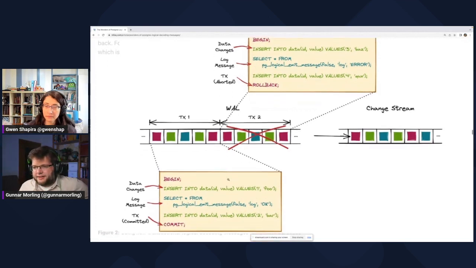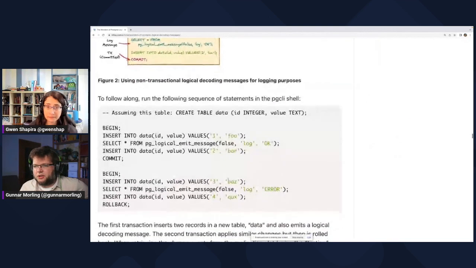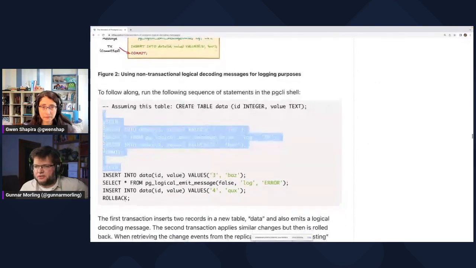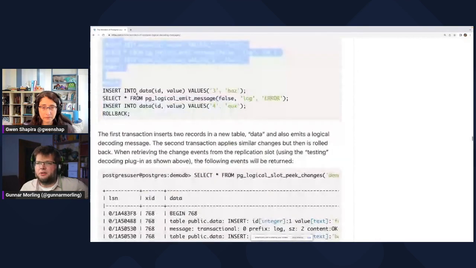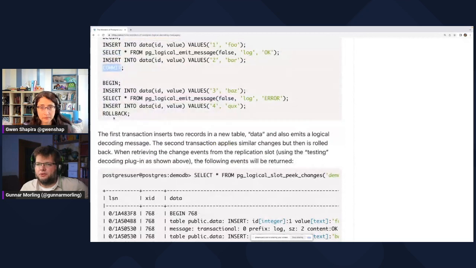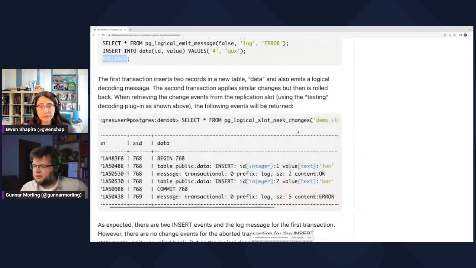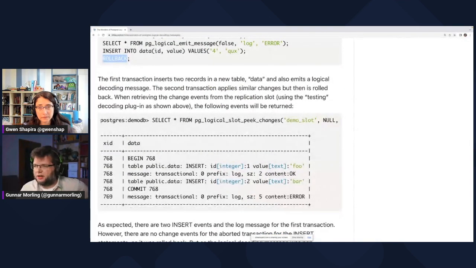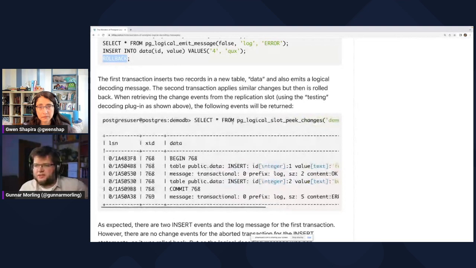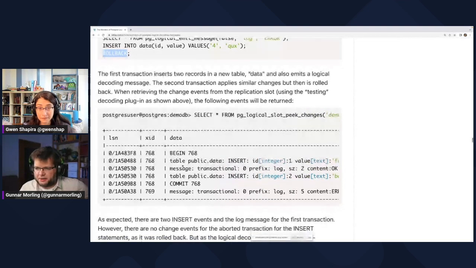And now let's see how this looks in terms of SQL first again. So that would just be our transactions there. First one gets committed, second one gets rolled back. And now if you look into the changes from those logical decoding messages, so we take a look at this replication slot, we see what happened there in the database.